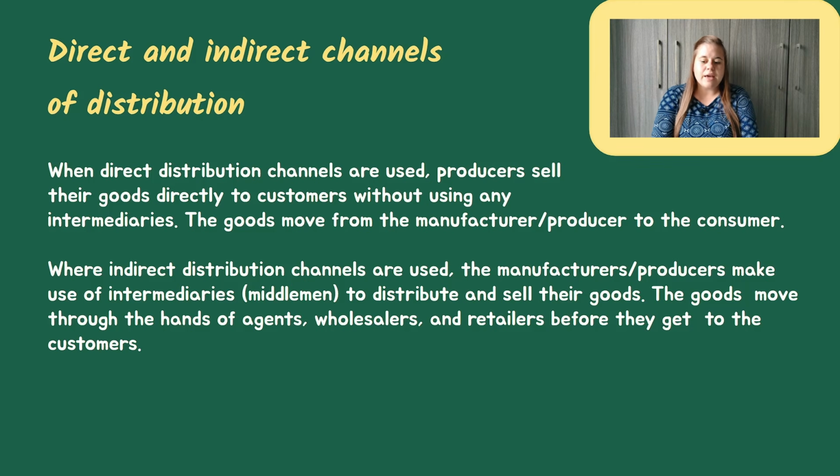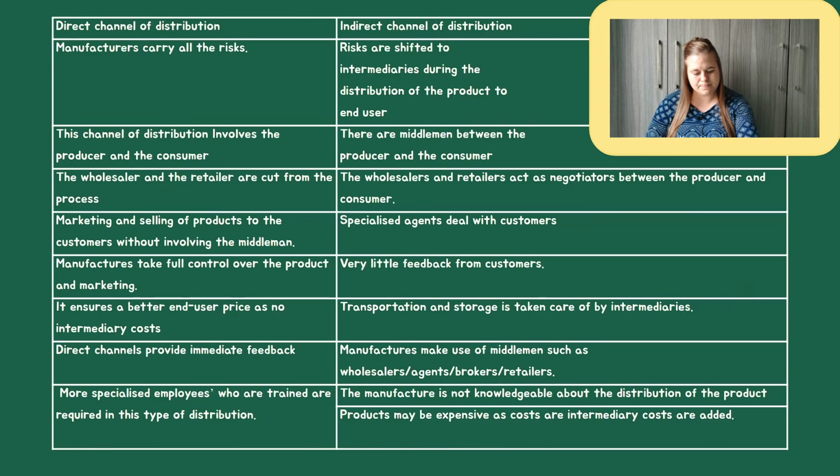Whereas when indirect distribution channels are used, the manufacturer or producer makes use of intermediaries, or middlemen, to distribute and sell their goods. The goods move through the hands of the agents, wholesalers, and retailers before they get to the final consumers. All right, here's a little table comparing the differences between direct channel distribution and indirect channel distribution. They do like to ask us a lot in exam papers, I've come to notice.